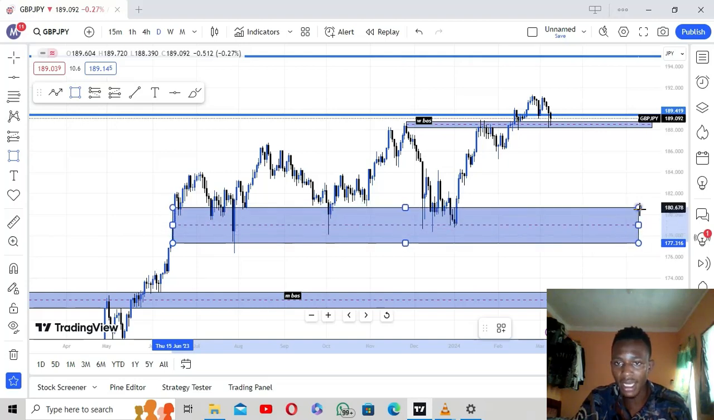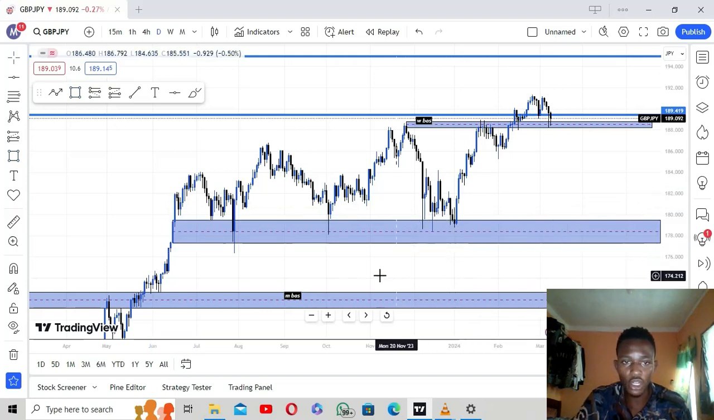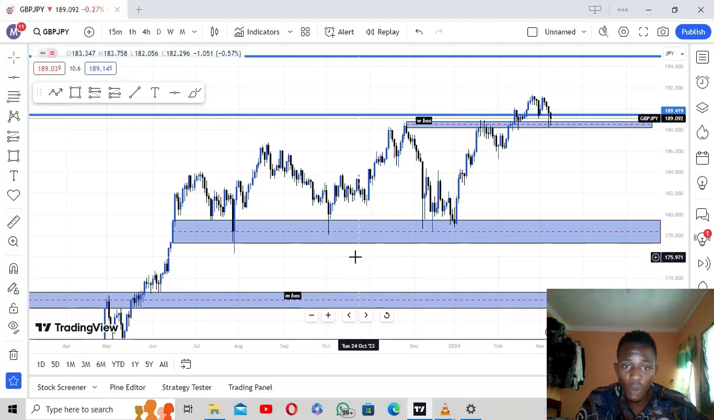So there's a probability that the market can get here and buy back. Are you seeing? There's a lot of liquidity lying down here. So that's the more reason I'm waiting for this market to come back here and test this place. A lot of liquidity lying down here.